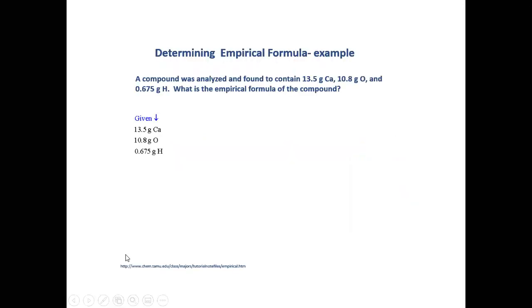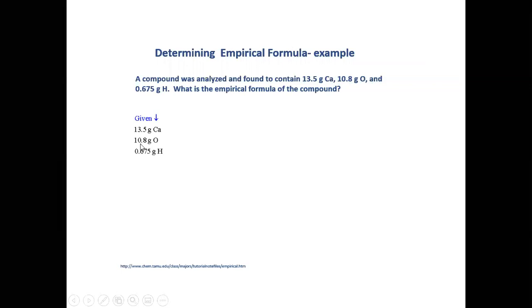So here we're determining the empirical formula. We have a compound that was analyzed and found to contain 13.5 grams of calcium, 10.8 grams of oxygen, and 0.675 grams of hydrogen. What's the empirical formula? Typically, the order that the elements are given to you is the order that you should write them in the formula. Since it gave us calcium, oxygen, and hydrogen, when we write the formula, we need to put calcium, oxygen, and then hydrogen.